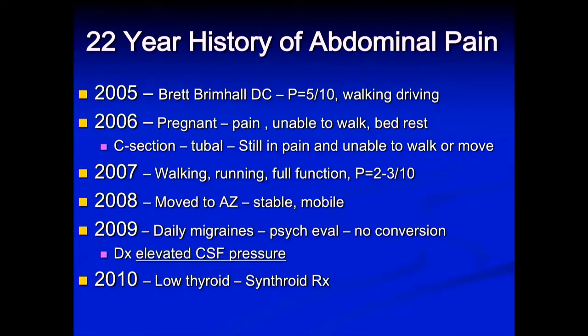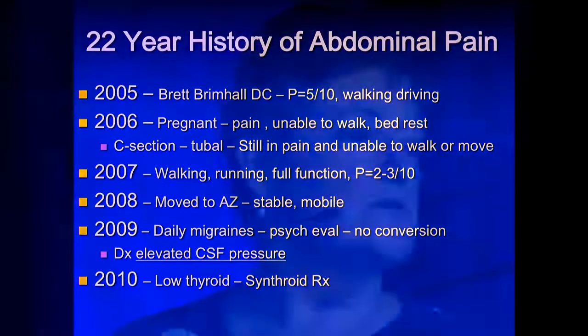2006, she's pregnant again. Once again, as the baby grows, she has these adhesions in her abdomen, unable to walk. She's on bed rest for 6 months. She had a C-section and a tubal ligation, but she's still in pain and unable to walk or move. This third child has never seen her mother out of a wheelchair, right? I think. Maybe there's another one.